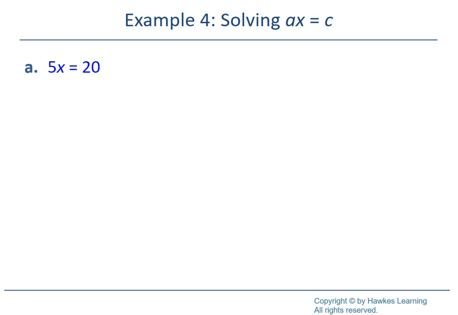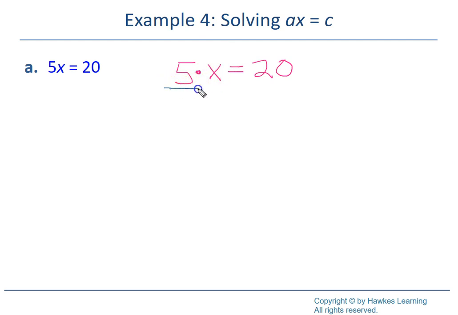Now, let me work this one out for you. The book does a very good job as well. So we have 5, and really this is 5 times x equals 20. Now, remember, 5 is the numerical coefficient of x, of the variable. We want this 5 to become a 1. Well, here's a case where we're going to do that by using division.